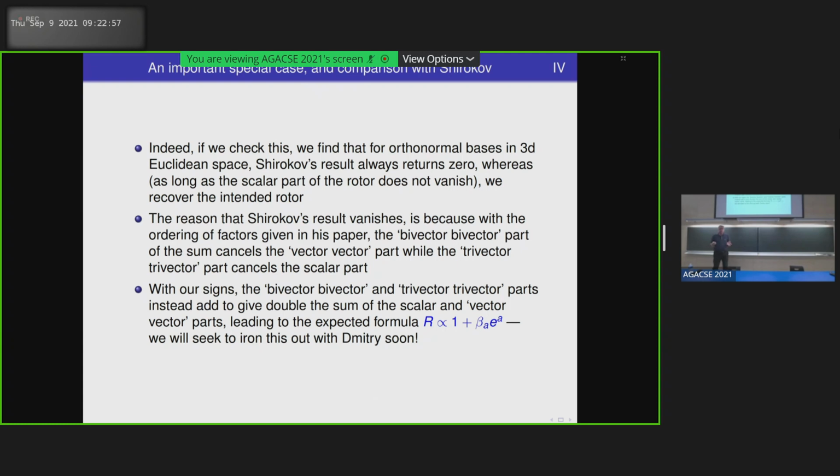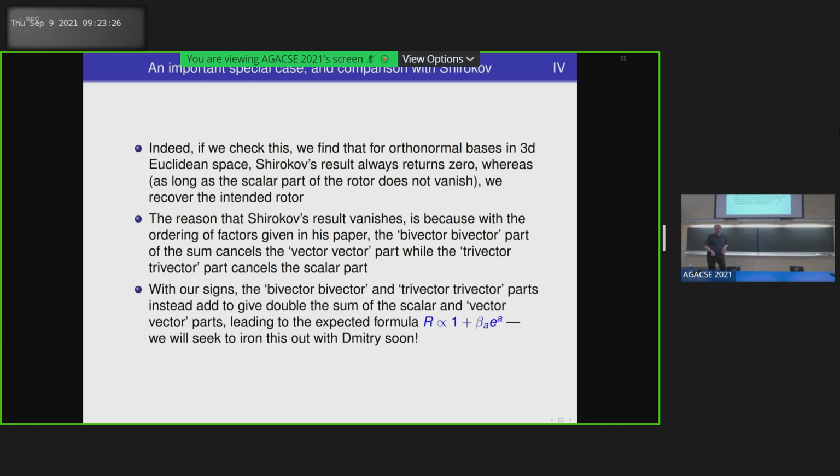Whereas as long as the scalar part of the rotor doesn't vanish, we recover the intended rotor. And the reason that his result vanishes is that, with the ordering of factors given in this paper, the bivector part of the sum in our terms cancels the vector part, and the trivector cancels the scalar part. So I think one can see from that that there is a problem. With our signs, they actually reinforce each other, and you get the expected formula.